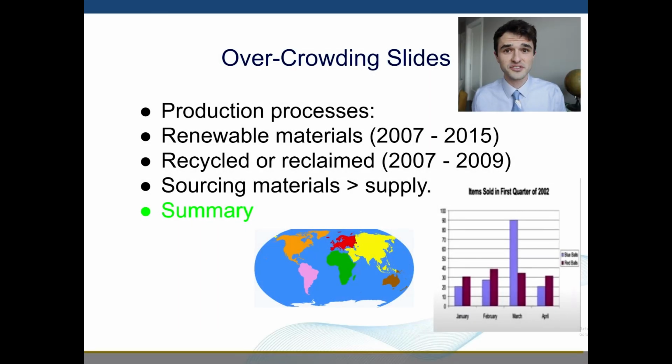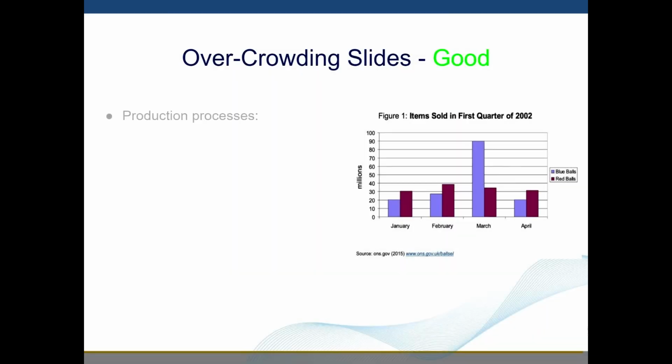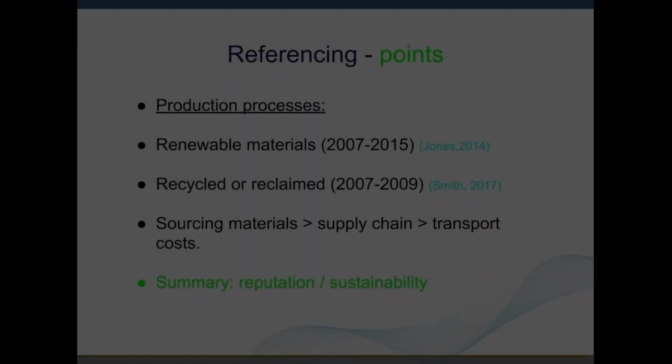This is something that students often do. When there's a lot of data, information, or text on the slides, it can be distracting. And this distraction can take away from your main point. This example doesn't visually look very nice, and people in the back of the room won't be able to read that chart. You see here, all of the information is still present on this slide, but it's more organized and easier to read. Now let's talk a little bit about referencing.